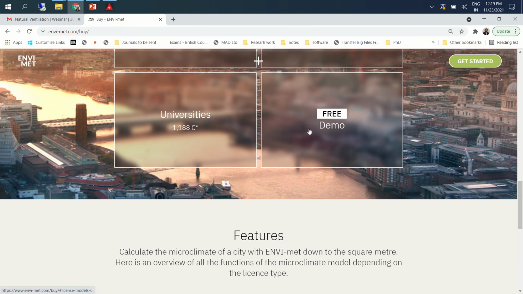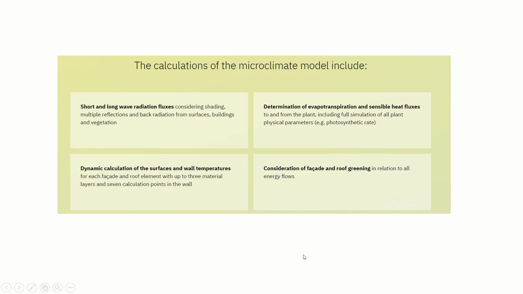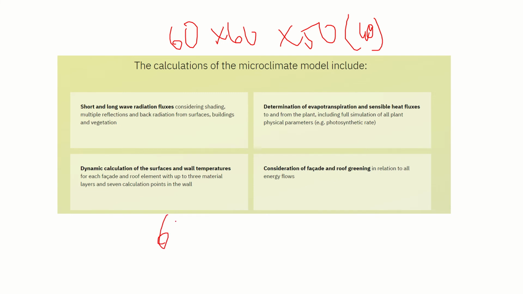If somebody is keen, it can be done. In the demo version, I don't know in version 5 what grid size they have given. Otherwise, what you will get is a grid size of 60 by 60 by 50, sometimes 40. I think it should be 50. So 60 grids by 60 grids by 50 grids. This is the maximum you can model in the free software, whereas in other versions we can do as big as possible.